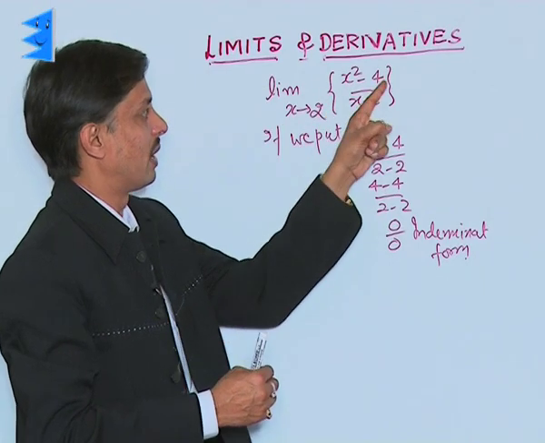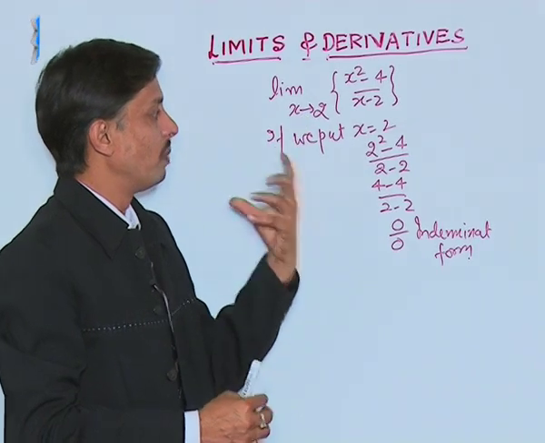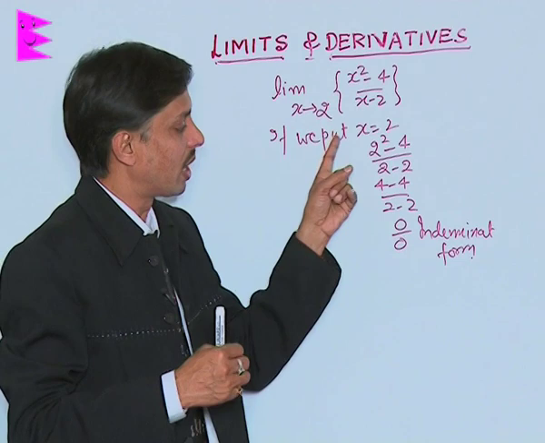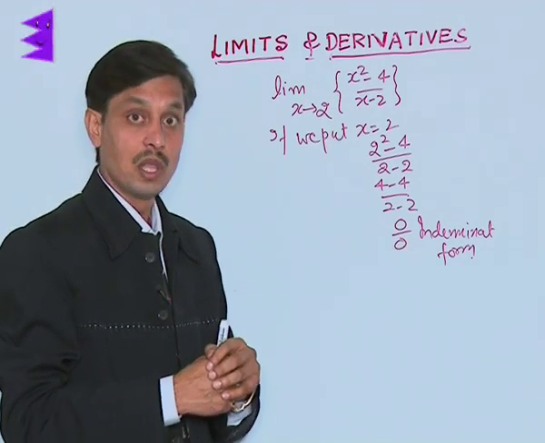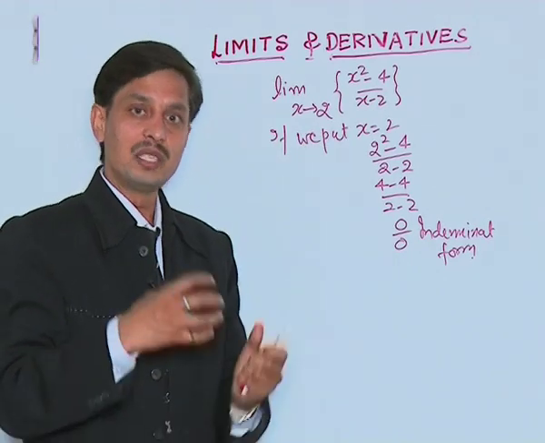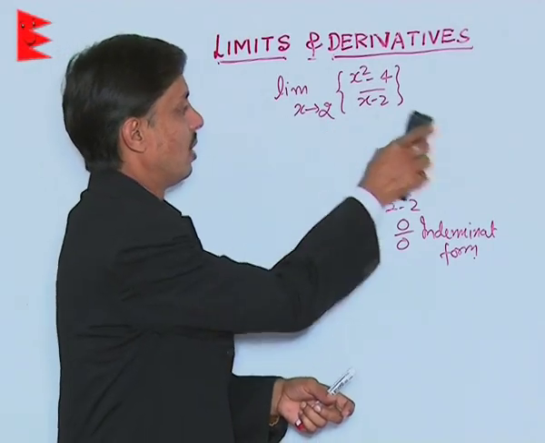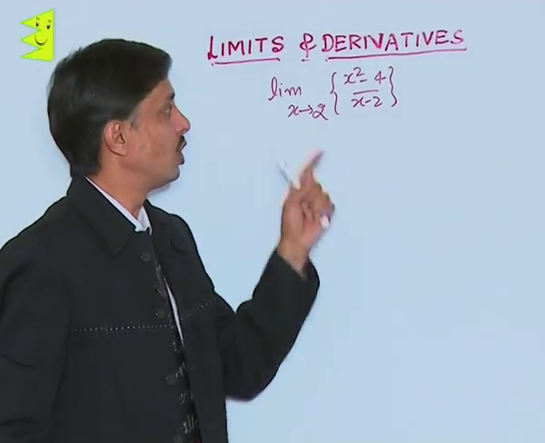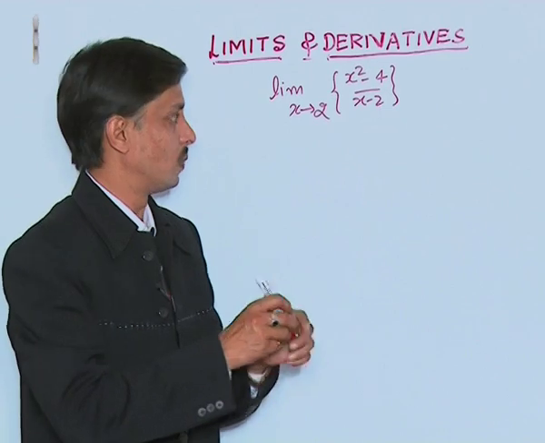tending to 2, x square minus 4 upon x minus 2, x tending to 2 means if we are trying to put the value of x as 2, we are obtaining 0 upon 0, which is indeterminate form. X tending to 2 means not 2, it is close by 2. So there are two possibilities: close by 2, the value of x which we need to put maybe more than 2 or maybe less than 2.